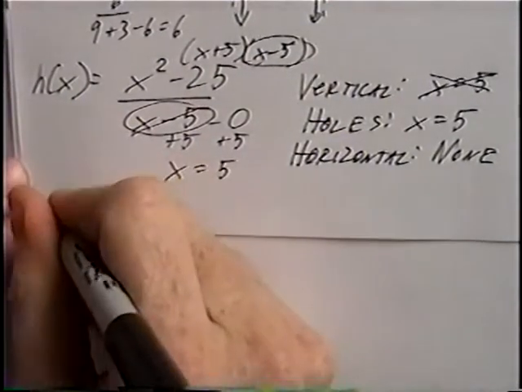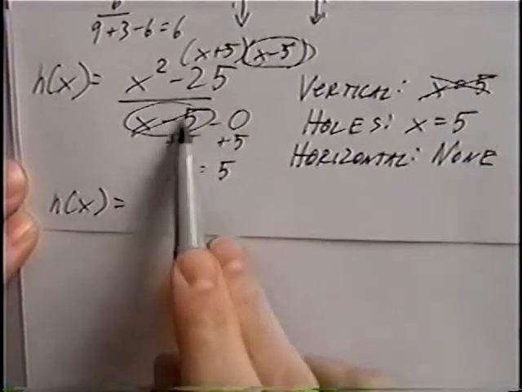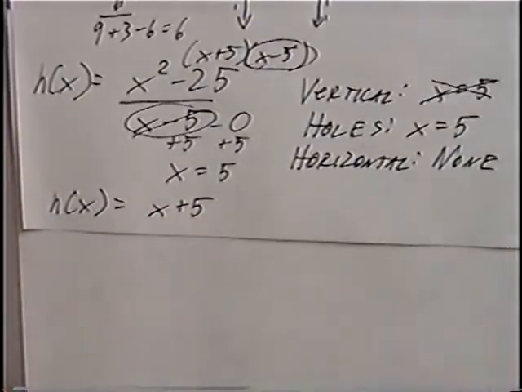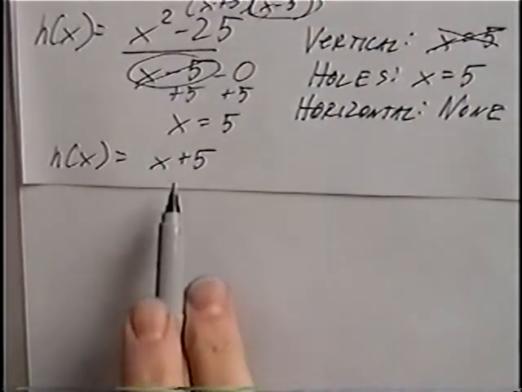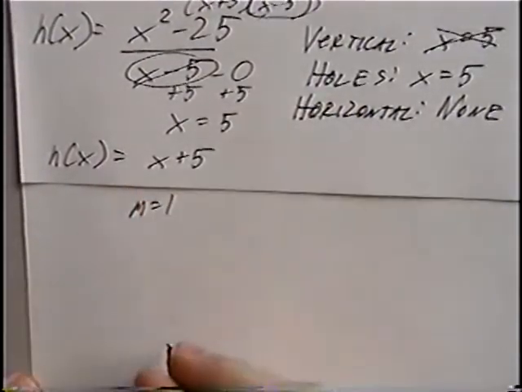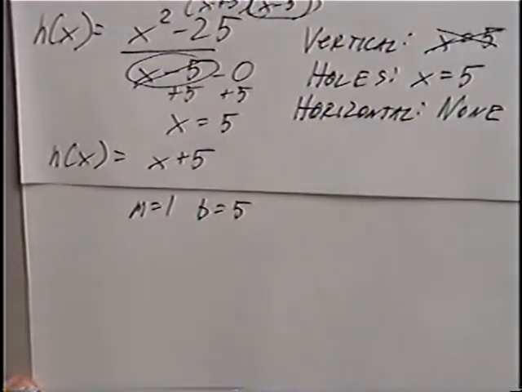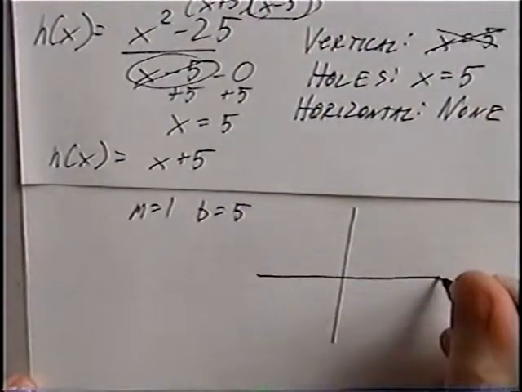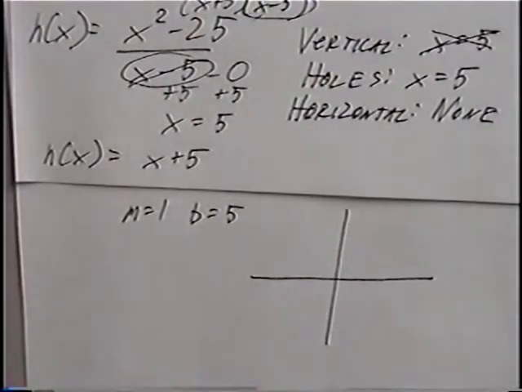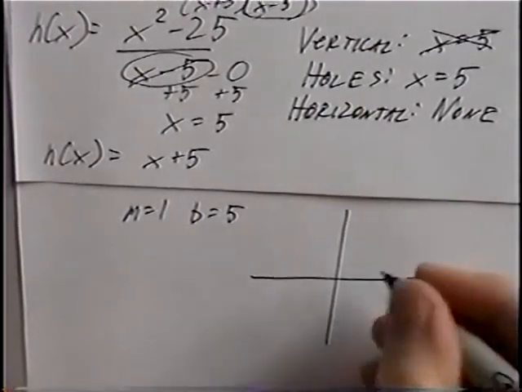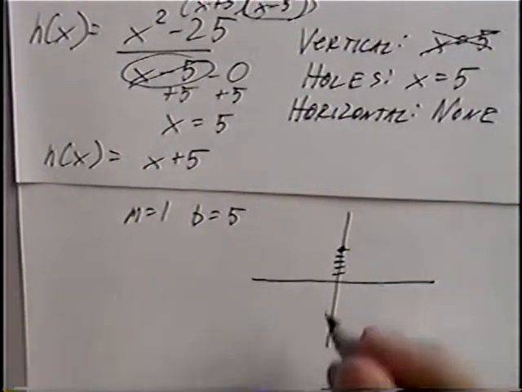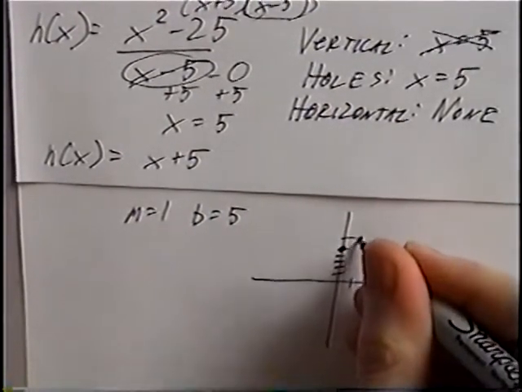If you rewrite the question, h of x, the x minus 5's canceled out. All we have left is x plus 5. Graphing this one would just be a linear line, mx plus b, where m is equal to 1, b is equal to 5, and you can draw your graph from there. Keep in mind there's no vertical, no horizontal for this graph, so we don't have any dashed lines. If we start at b equals 5, or the y-intercept, the slope is 1, so we'll go up one spot, over one spot.